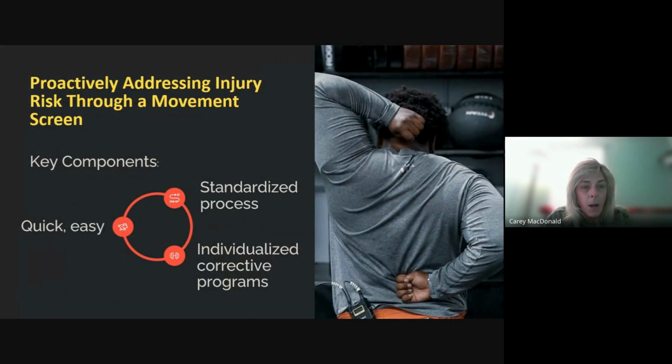And so how do we want to proactively address this risk? Again, through the use of a movement screen. The three main components we thought of when we developed this were that we wanted it quick and easy. We wanted it to ideally take less than 5 minutes. We wanted the person to be able to do it in their regular work clothes, without having to change into workout gear, and without having to lay down.